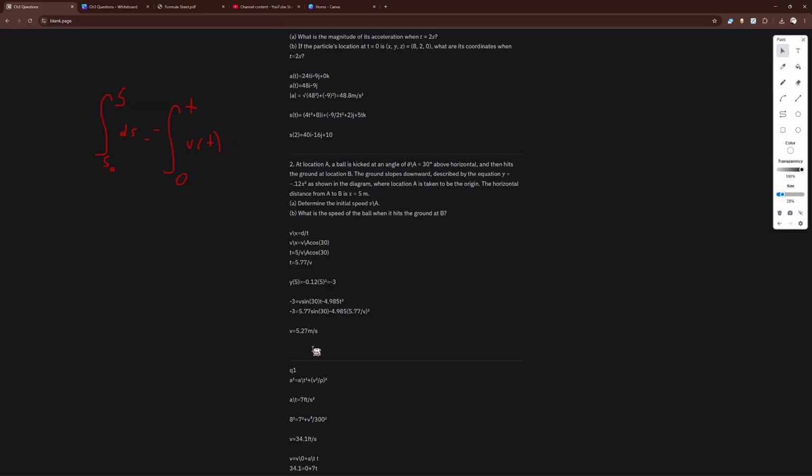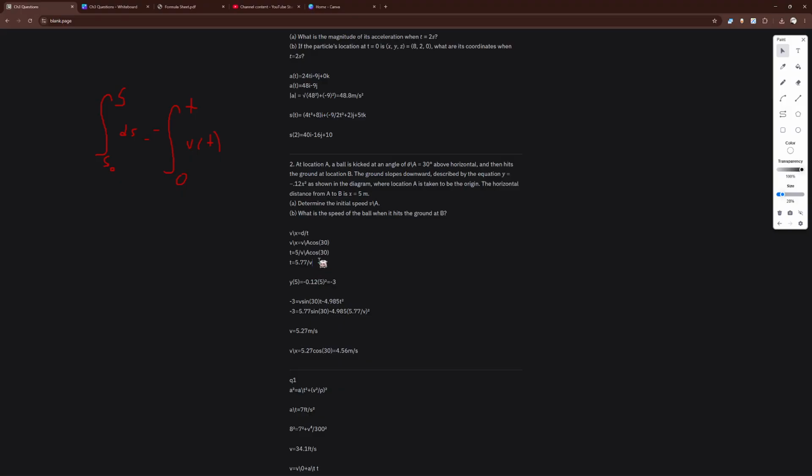And we have Va. So Vx is equal to 5.27 cosine 30, which if you plug into your calculator, you will then get 4.56 meters per second. And we also need the time so that we can solve for Vy, because we don't have an equation for Vy at B. We have one for it at A, but we don't care about A. We care about B. So we get our time using this equation, right?